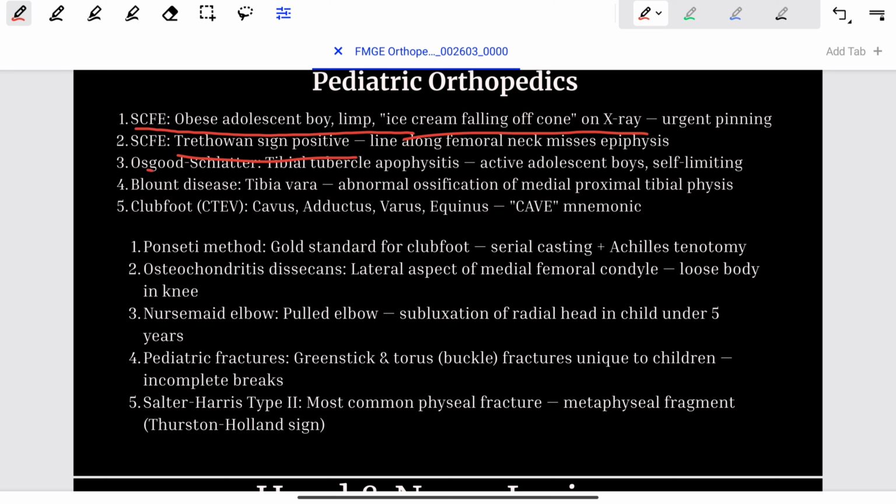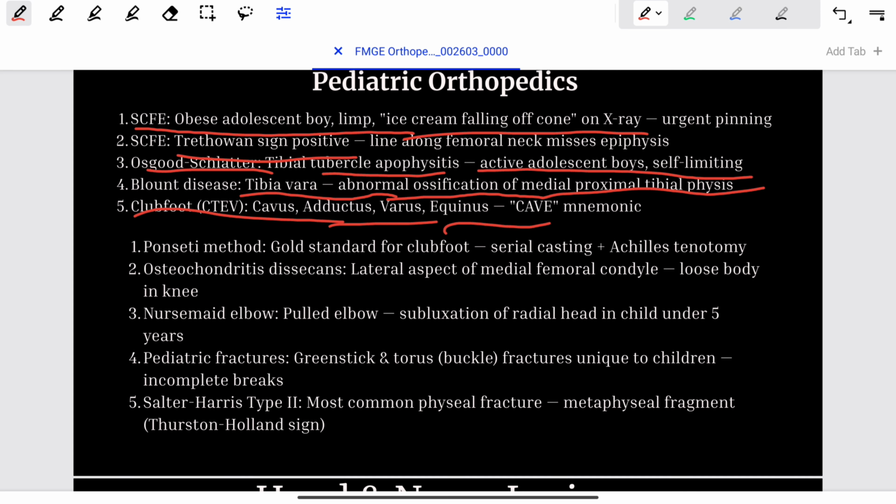Osgood-Schlatter disease is a tibial tubercle apophysitis seen in active adolescent boys. Blount disease: tibia vara caused by abnormal growth of the medial proximal tibial physis. Clubfoot: remember CAVE: cavus, adductus, varus and equinus. In clubfoot, the Ponseti method of serial casting is the gold standard treatment.